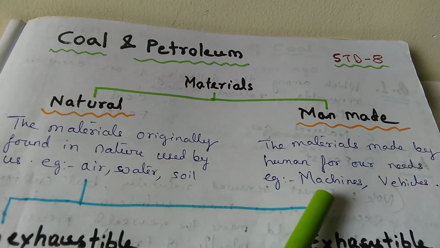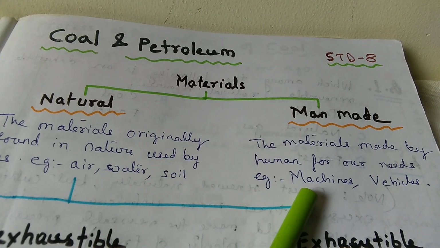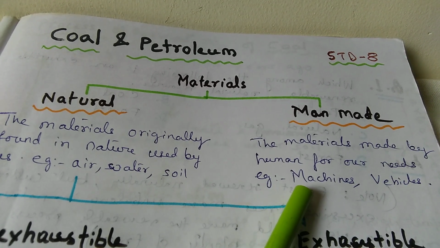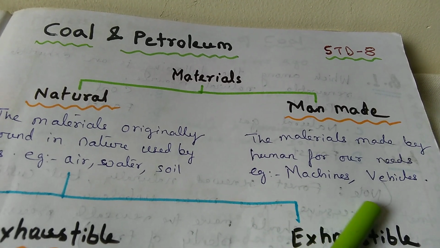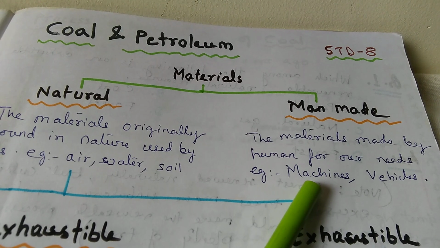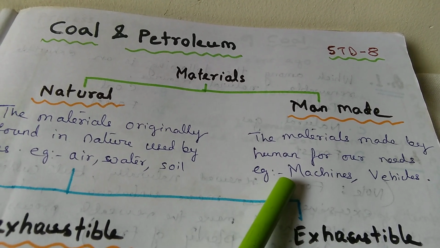Whereas man-made materials are those which are made by human beings for their needs. For example, we have made different types of machines, different types of vehicles for our needs. So these machines, these vehicles are known as man-made materials.